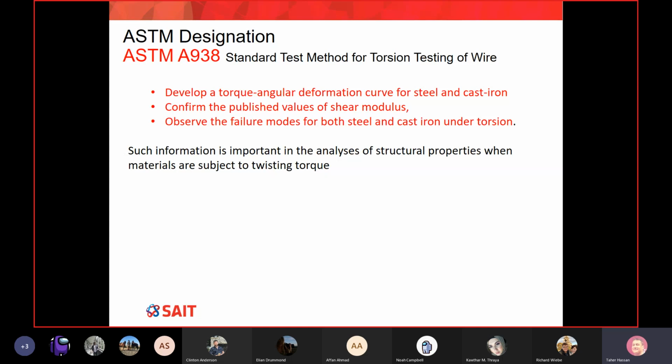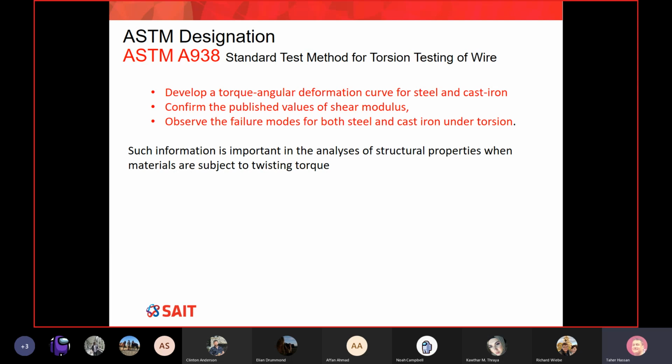I always wanted to connect the test to the real structure. Where can we see this in a real structure? So let's get started with the test. Our test today is called ASTM A938, and it's a standard test method for torsion testing of wires.